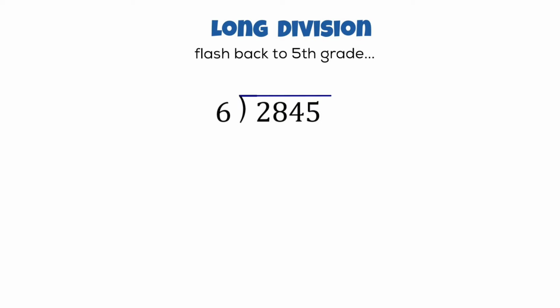So we look at 6 being divided into 2,845. You have to look at how many times 6 goes into 28. And 6 is going to go into 28 4 times. So I'd put a 4 above the 8. And then you take the 4 times the 6, and you write 24 underneath here, and then we subtract. So 28 minus 24 is just 4.